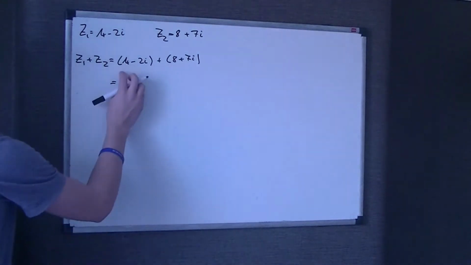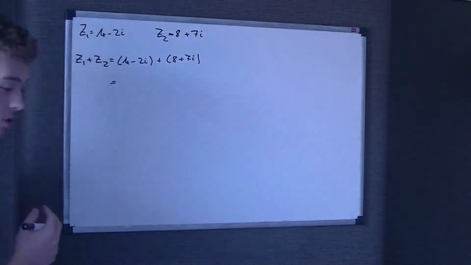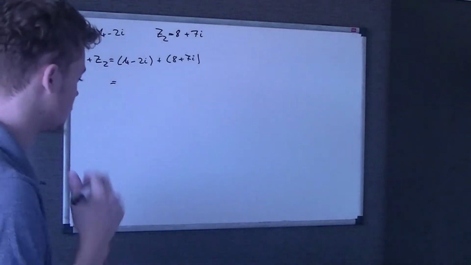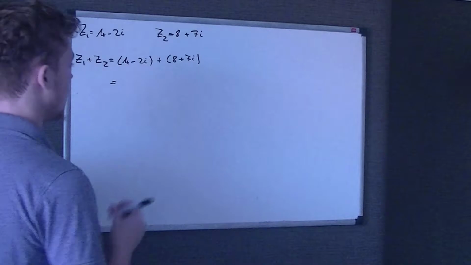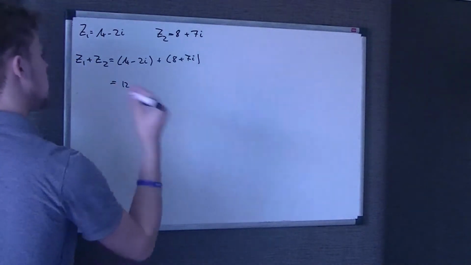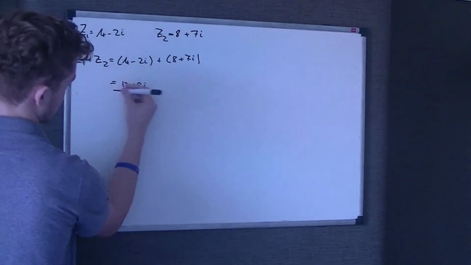Really, it's just adding the like terms, as I put it. So what we do is we add the real numbers. When I say like terms, if you think of it as x and x squared, it might help, but you don't necessarily have to. If we add 4 and 8 together, we get 12. Minus 2 plus 7i gets us plus 5i. So that's the answer to that one.